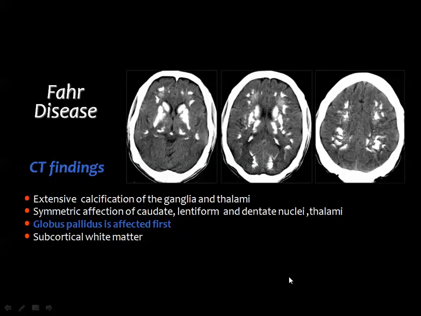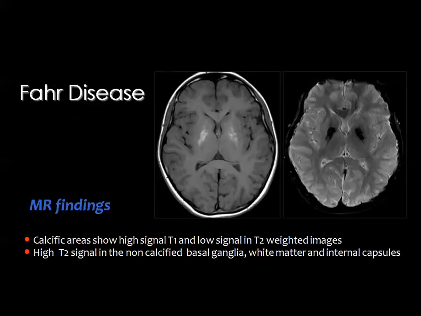Then the CT finding is characteristic, where you can see extensive, almost bilateral symmetrical basal ganglia calcification affecting the caudate, the lentiform, the thalamus, and the dentate nuclei in the cerebellum, as well as the subcortical white matter. In this disease, it is stated in the literature that the globus pallidus is affected first, followed by the rest of the sites for calcium deposition.